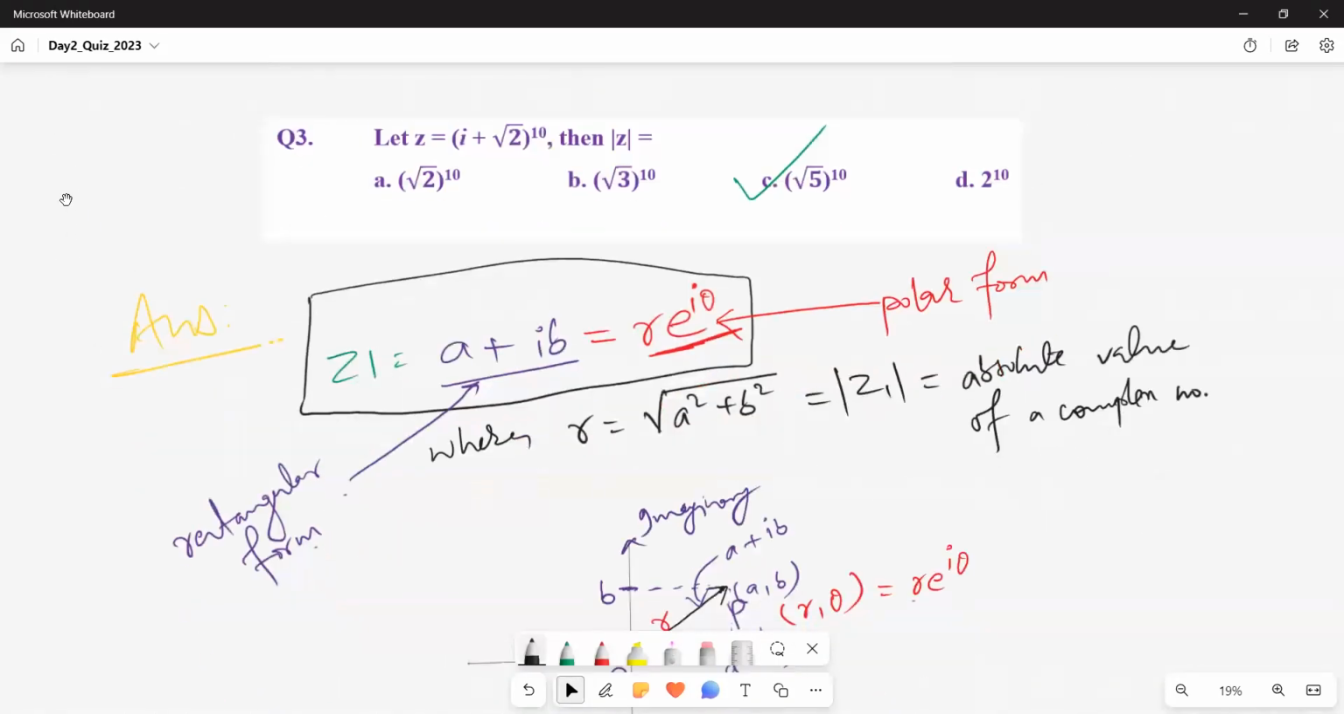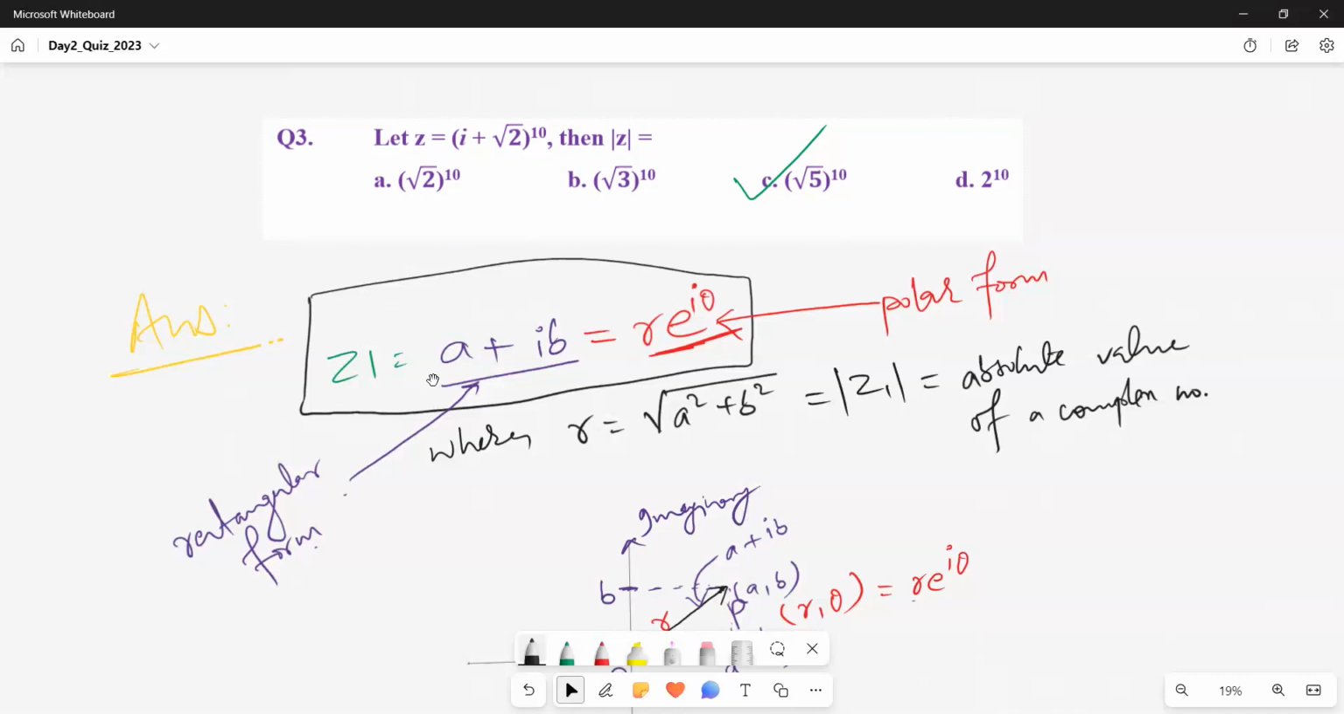So now moving ahead, we have question number 3. Let z equal to (iota plus root 2) whole to the power 10. Then calculate the modulus, or magnitude, or absolute value of z. So what is z here? z is a complex number, right? In the question it is already given as z, so to not mess up the notation, I'm mentioning a simple complex number z1.